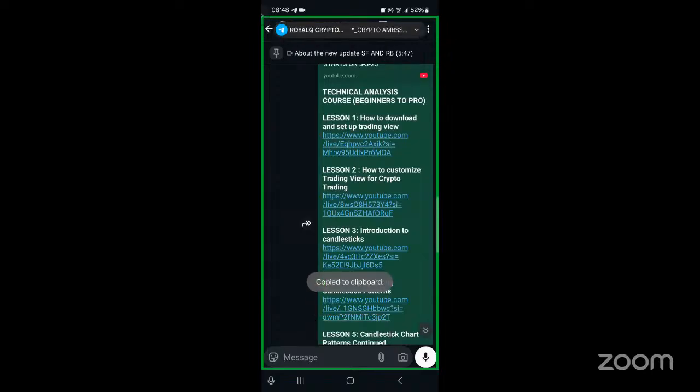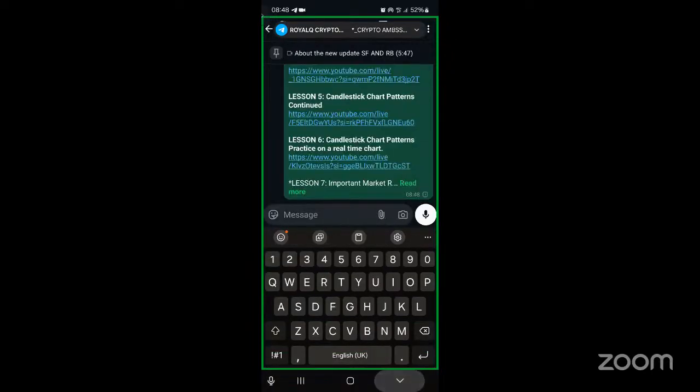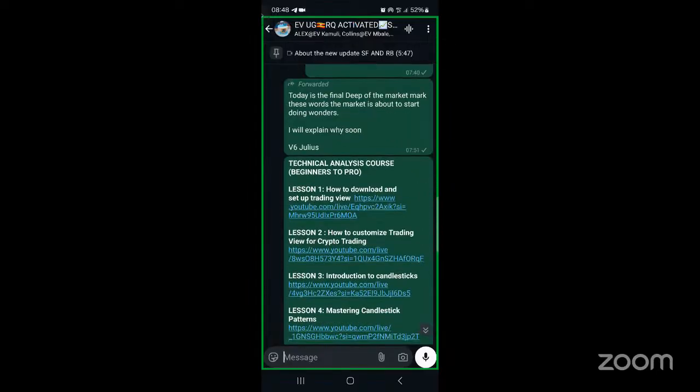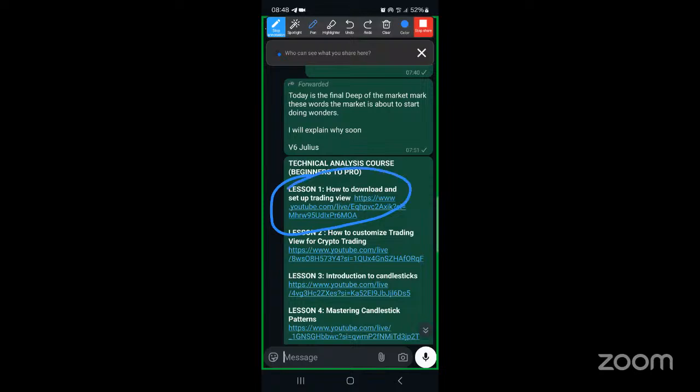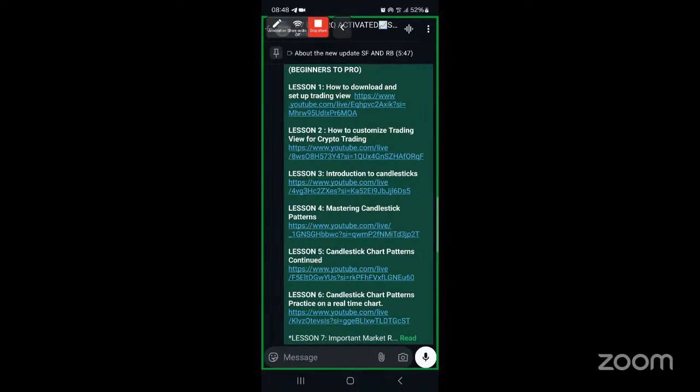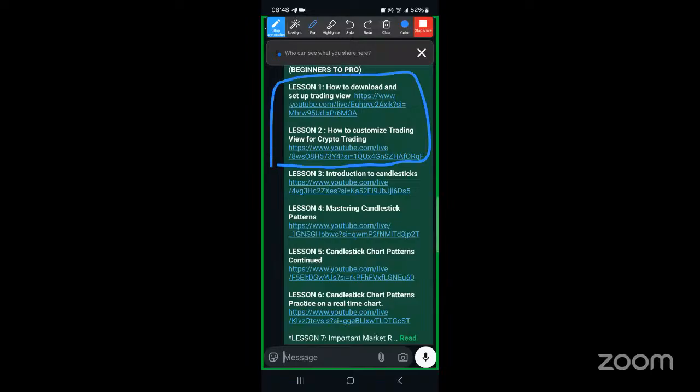So there are different topics. As you can see, there are about 20-something sessions. Session number 1, how to download and set up TradingView. Do you copy? Session number 2, how to customize your TradingView for crypto trading, because it has a lot of other things. These are just two sessions. When you attend them, you will know how to use your TradingView greatly.